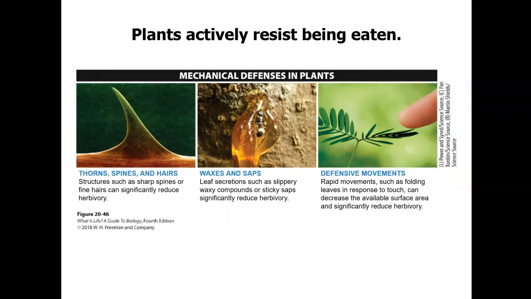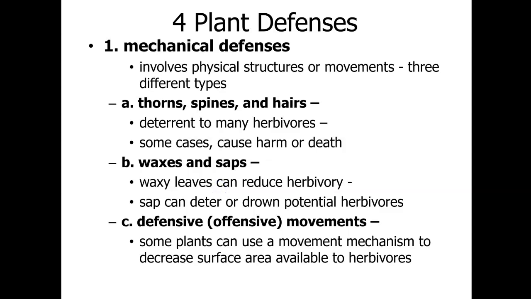Plants are going to have different ways that they're able to resist being eaten, or predation. They might have thorns, spines, and hairs, which we've talked about already. They may have waxes and saps, or they could have defensive movements and even create chemicals. So four plant defenses are going to be listed.